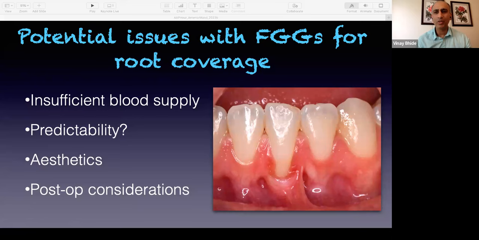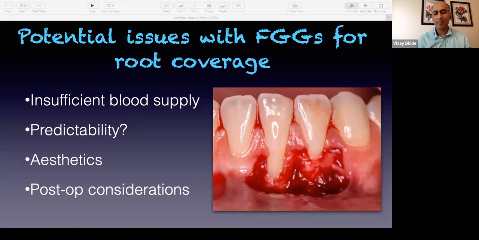I think if you do your grafts in a particular way to respect the fact that you want to have good blood supply with sufficient recipient site preparation, then we can have very, very good predictability, as I've shown you with my own private practice data. Aesthetically, they're definitely not the same as connective tissue grafts. They do have a tire patch-like appearance.